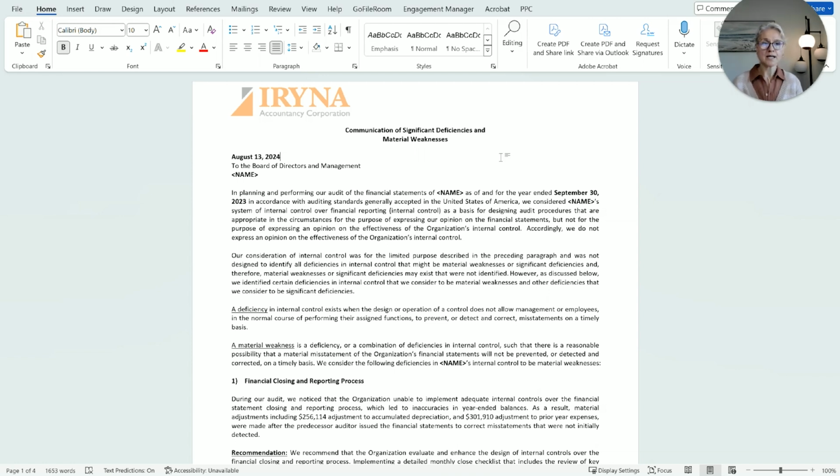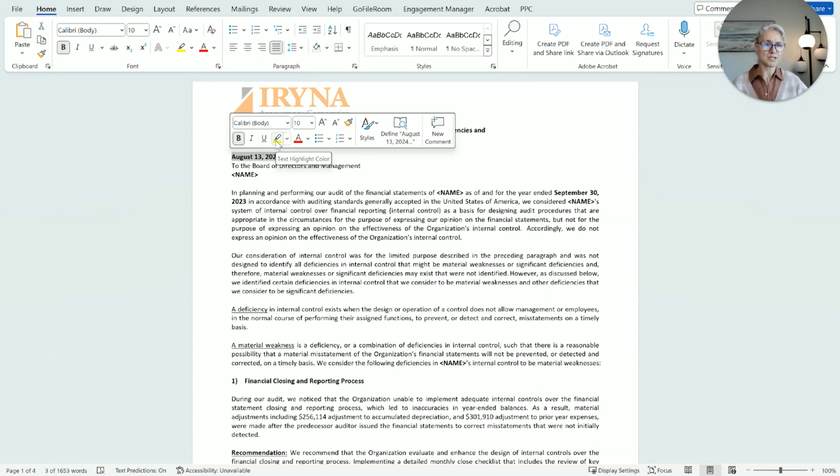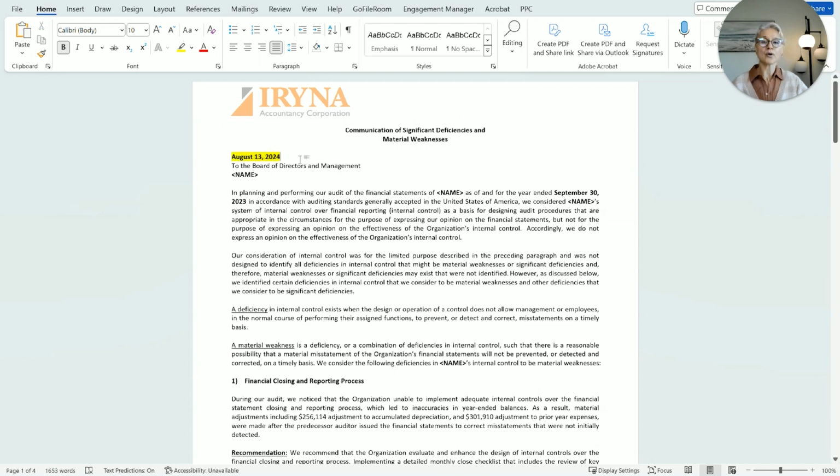So as you can see, this letter, the same as the previous letters, the management representation letter, communication to governance, and the audit report, all have to be dated the same. This is the date when the auditor issued the audit report. And you can see another date. This is the year end date for which the audit was done. So in this case, the audit was done for September 30, 2023.